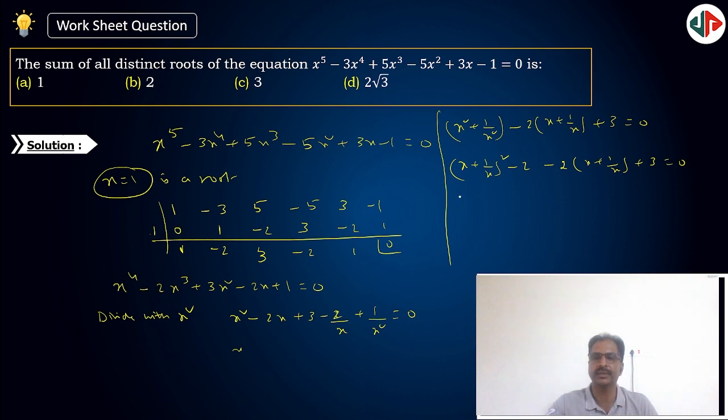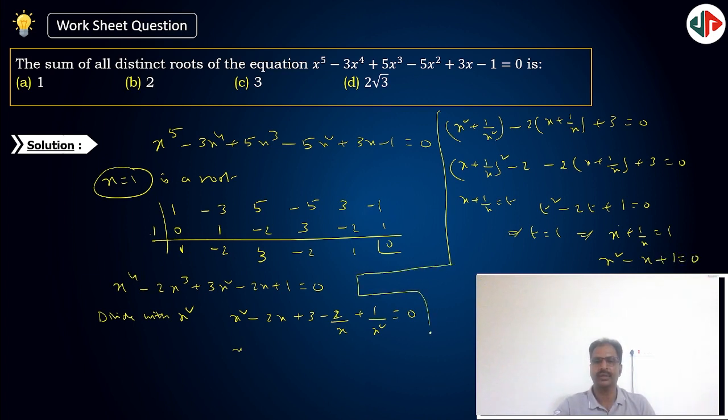Now take x plus 1 by x as t. So this is t square minus 2t plus 1 is equal to 0. From this, you get t as 1. t means x plus 1 by x equals 1, which means x square minus x plus 1 is equal to 0. Solve that quadratic equation for finding x. Minus b plus or minus root of b square minus 4ac will be 1 minus 4, minus 3. So this is 1 plus or minus root 3i by 2.